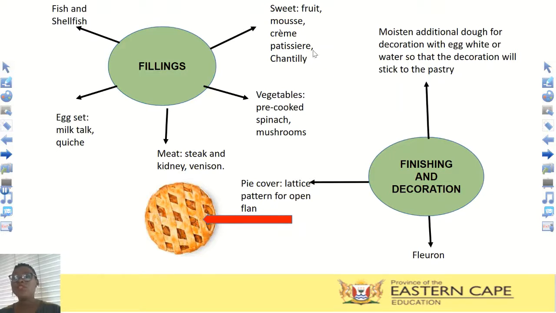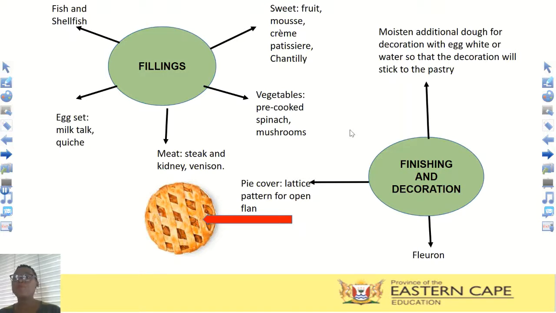You finish off the pastry by moistening additional dough. So you would want to decorate it. Let's say you are making a pie. A pie has got the crust, it has got the filling inside, and then it's got the lid. You now want to decorate and finish off the product.